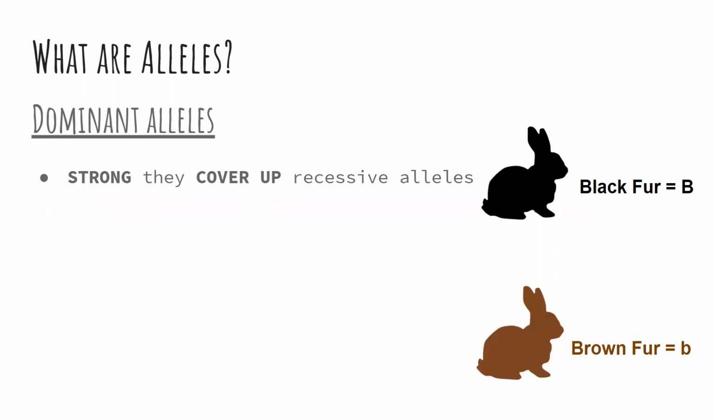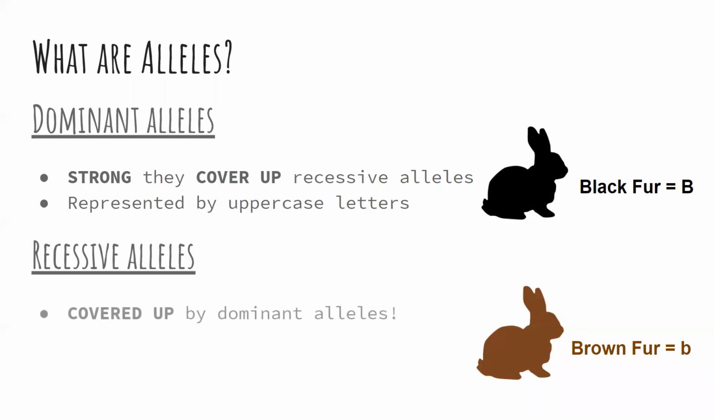Dominant alleles are strong. They cover up recessive alleles. They're represented by uppercase letters. So as you see over to the right, the dominant allele for fur color in rabbits in this situation is capital B for black fur. Recessive alleles are covered up by dominant alleles. They're represented by lowercase letters. So the different version of fur color for these rabbits would be brown fur, and it's denoted by a lowercase b because it's recessive. It gets covered up. So dominant alleles are always shown by capital letters, and recessive alleles are always shown by lowercase letters.